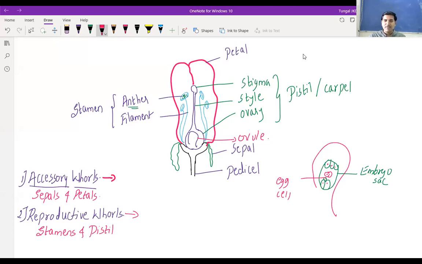Pollination happens between which parts? Now one is by the anthers. What do the anthers produce? The anthers will produce pollen grains. When pollen grains are produced, through insects or wind, they will fall on the stigma. They will travel into the style. They will reach the ovary. During that process, the pollen grain, suppose this is a pollen grain, consists of male gametes with nucleus. It prepares a pollen tube. This pollen tube reaches inside the ovule. It enters here.